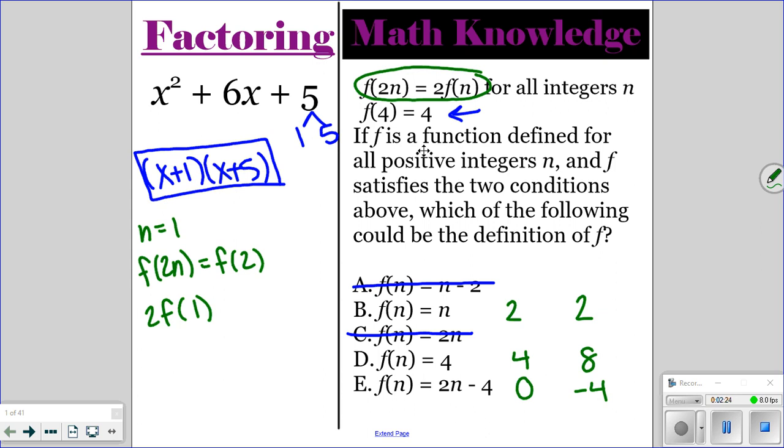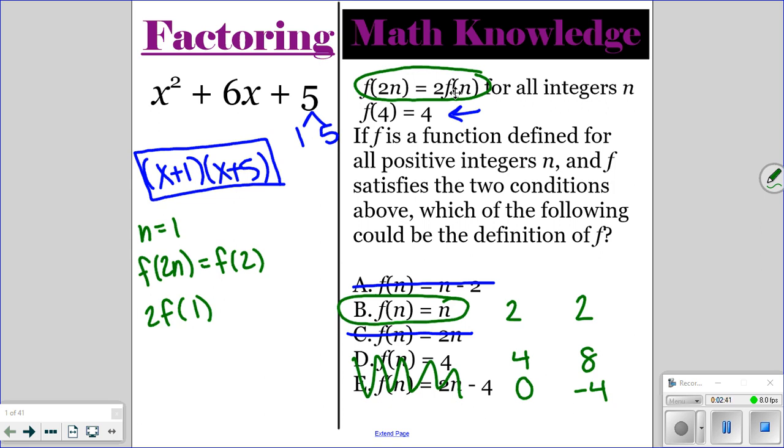So the only one where this is equal is on this one. So that would have to be your answer. These other two don't give you the same value for f of 2n and 2 times f of n. So that's how you would work through that math knowledge question.